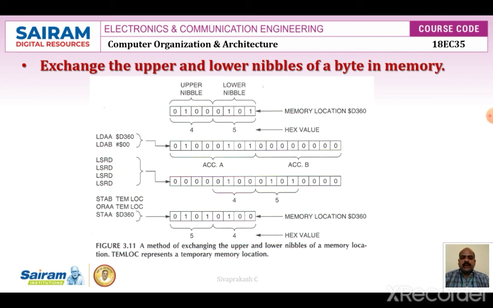Later I'm going to move the data present in the temporary location towards the data in register B, and OR it with the accumulator. Finally I'm going to store that data into the accumulator. Okay, now the accumulator data will be stored in the particular memory location. After doing this operation, I'm going to get the data as 0101 and 0100.